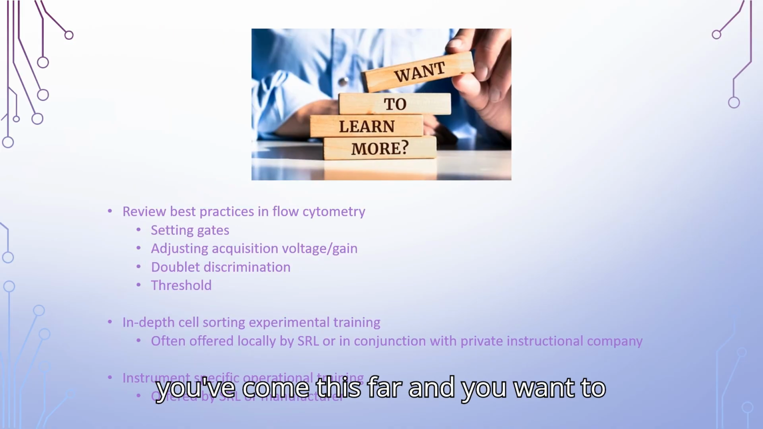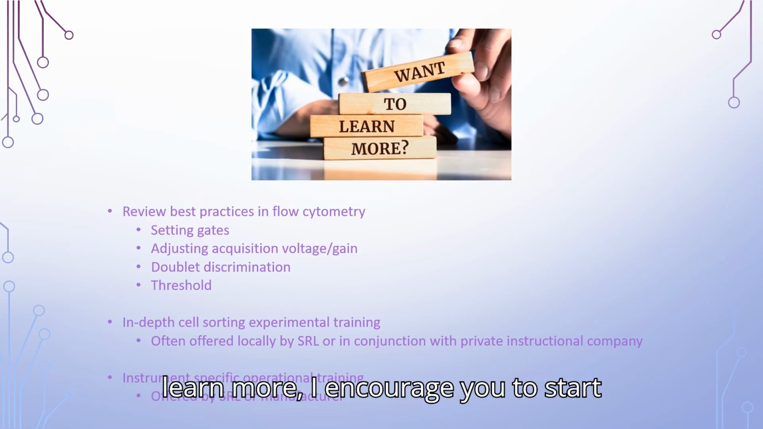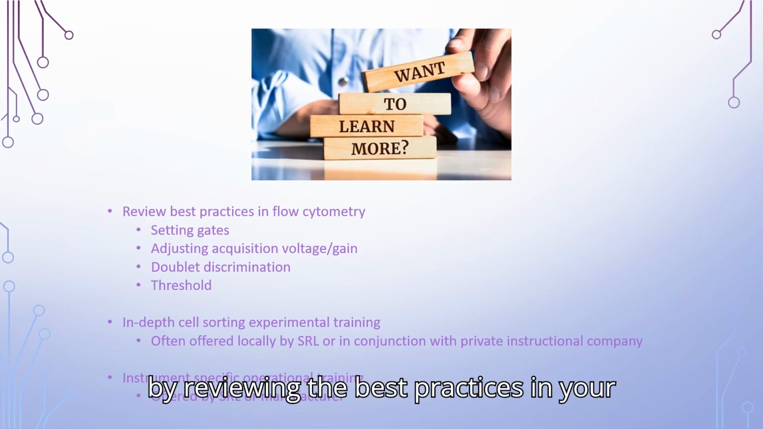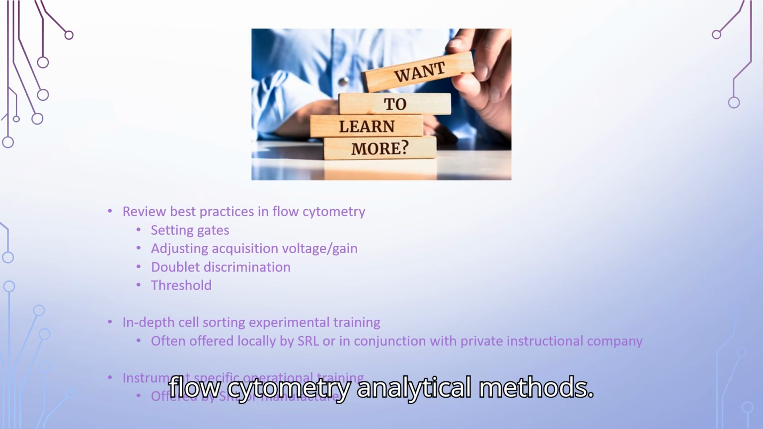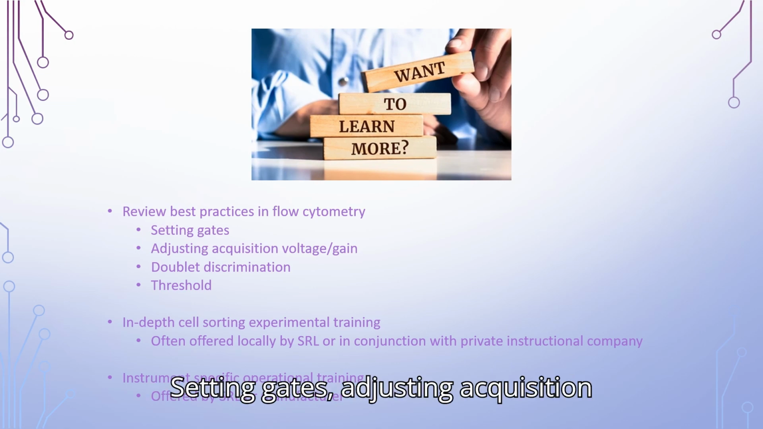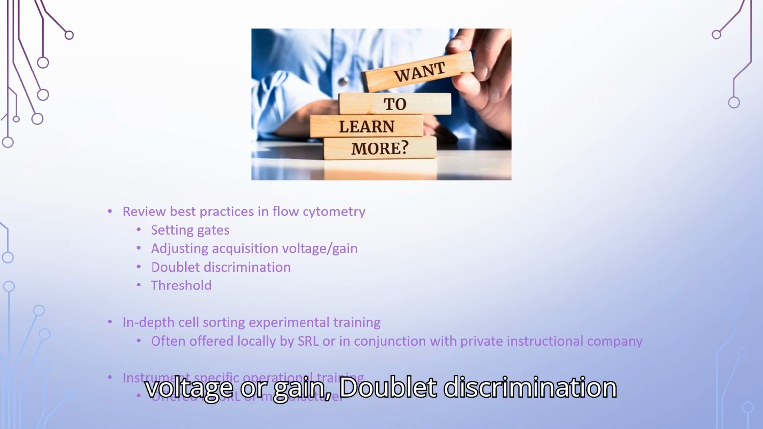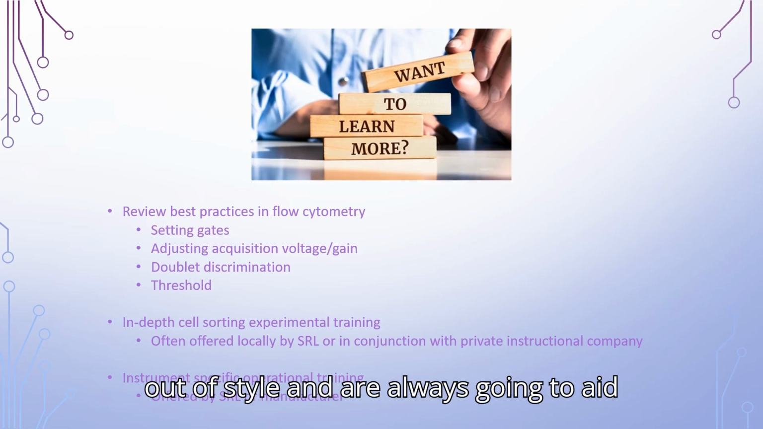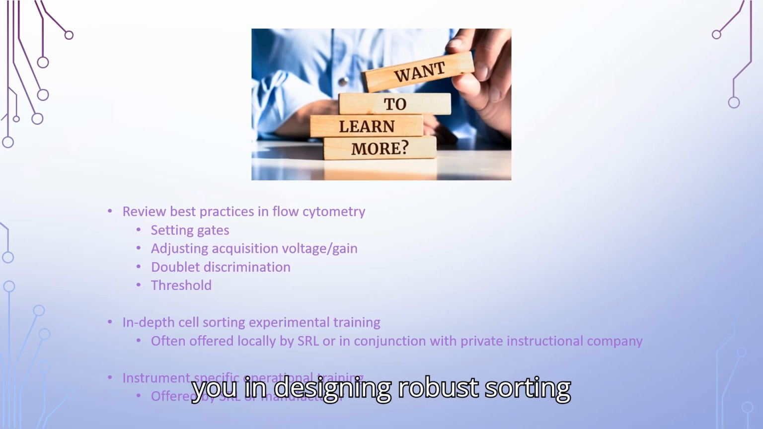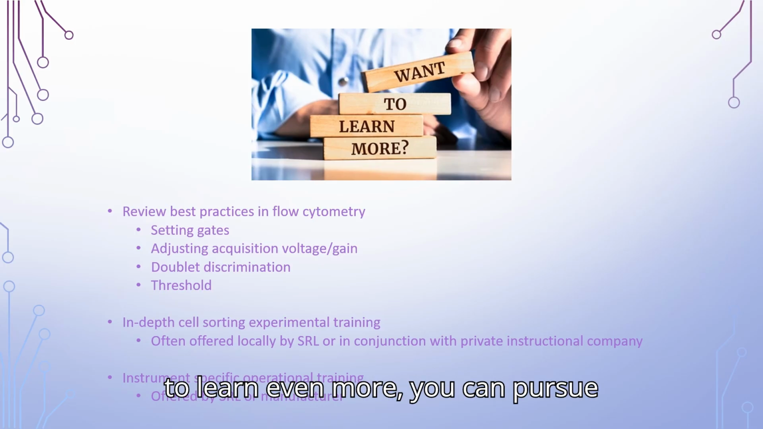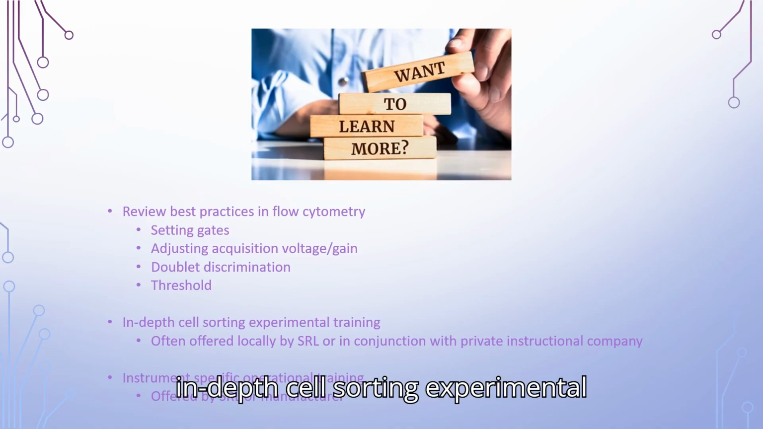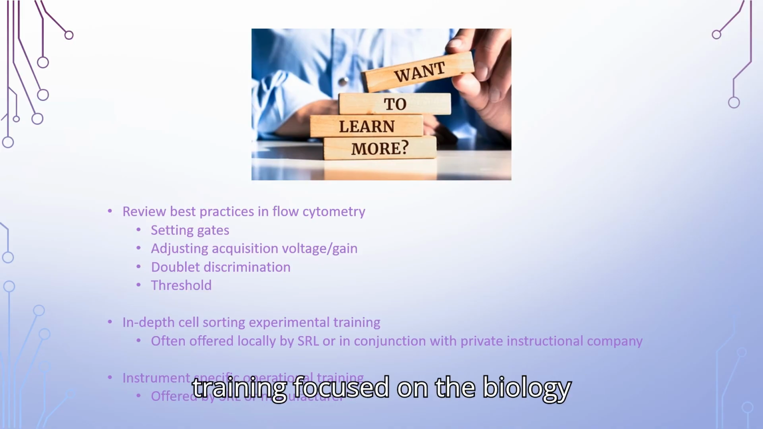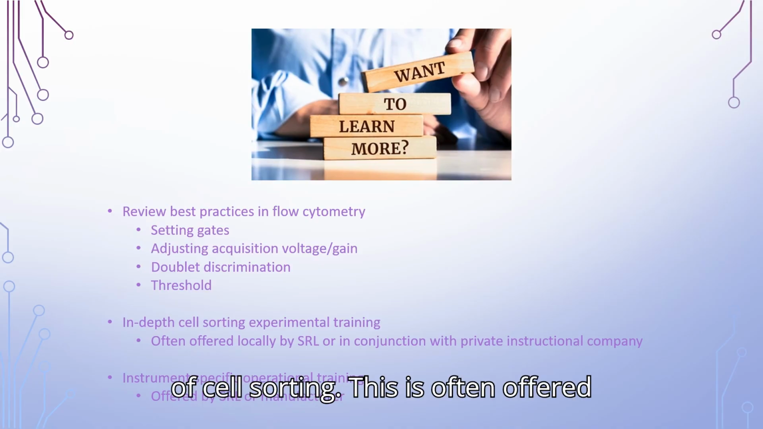If you've come this far and you want to learn more, I encourage you to start by reviewing the best practices in your flow cytometry analytical methods. Setting gates, adjusting acquisition voltage or gain, doublet discrimination, and thresholding are skills that never go out of style and are always going to aid you in designing robust sorting experiments. If you want to learn even more, you can pursue in-depth cell sorting experimental training focused on the biology of cell sorting.